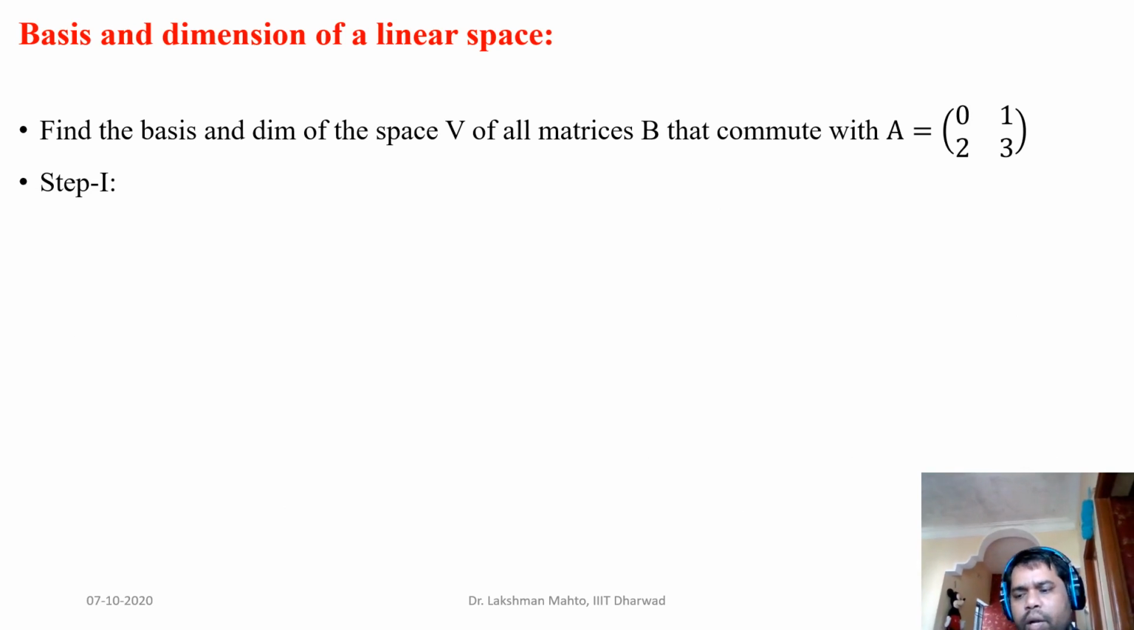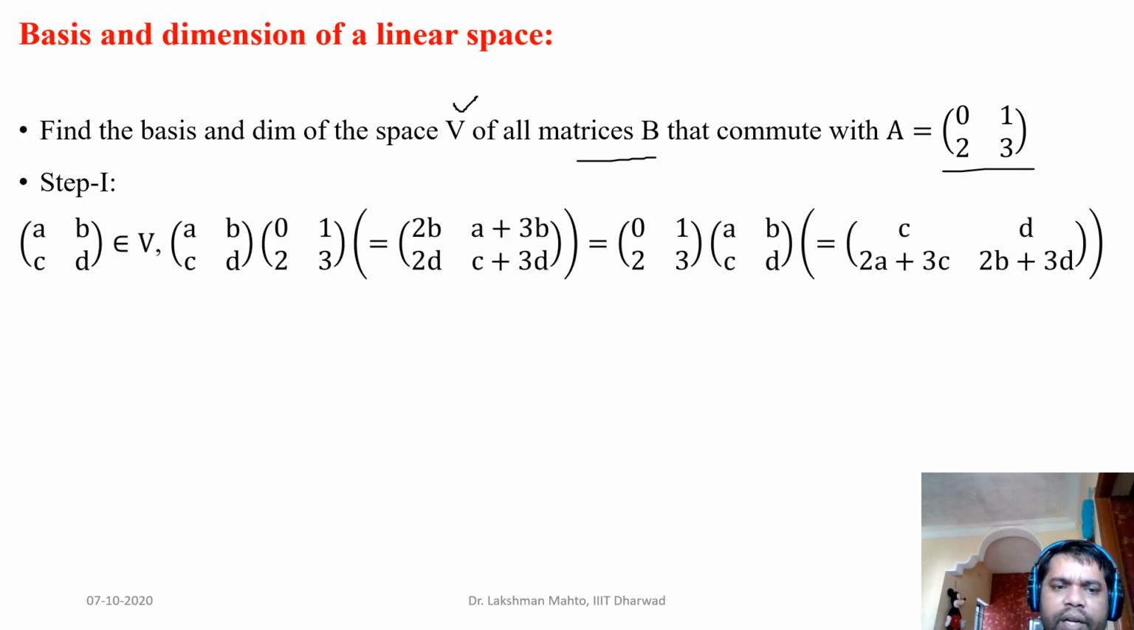So I would like to take one more example. The question is that you have to find the basis and dimension of a linear space V of all matrices that commute with these matrices. How can you find it? So step 1 is what? It says to take any general matrix from V. So V is a collection of all 2 by 2 matrices B such that B commutes with the given matrix A. That means B times A equals A times B.